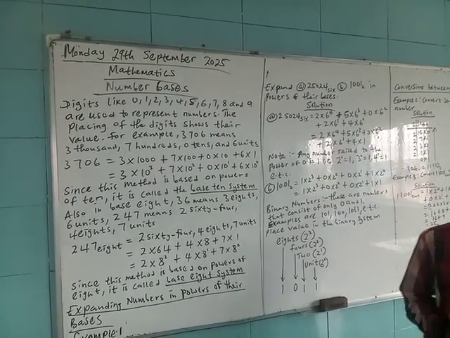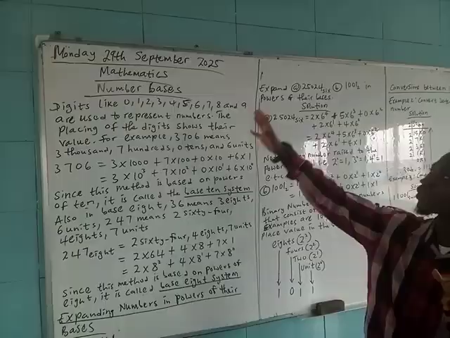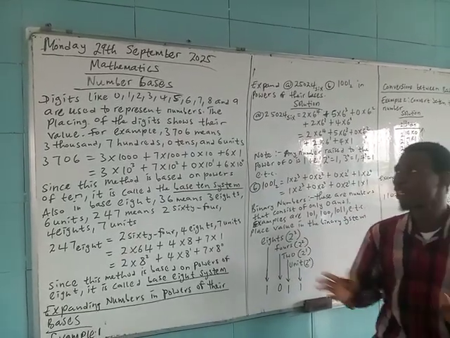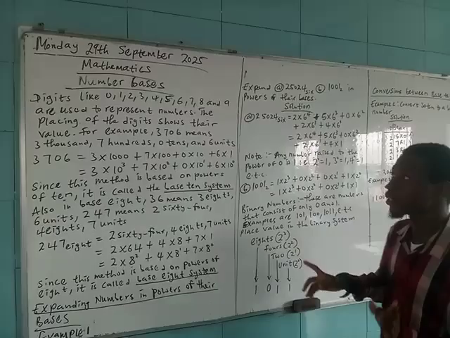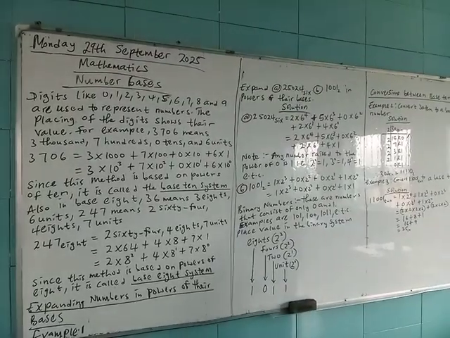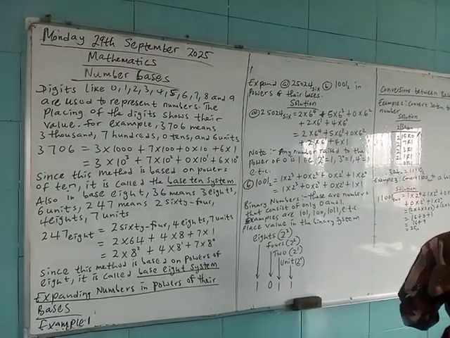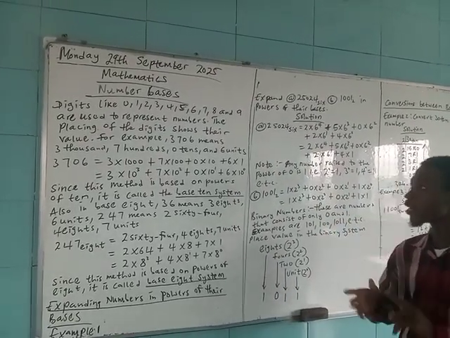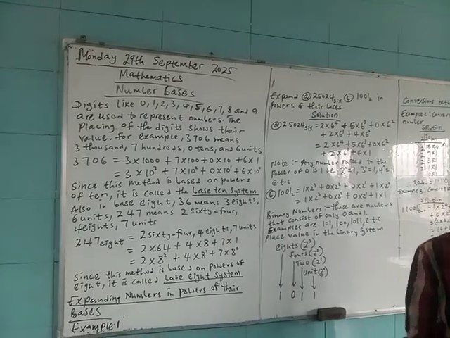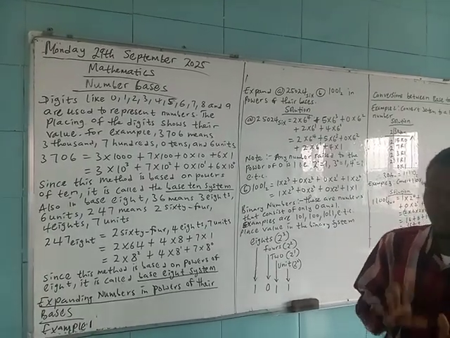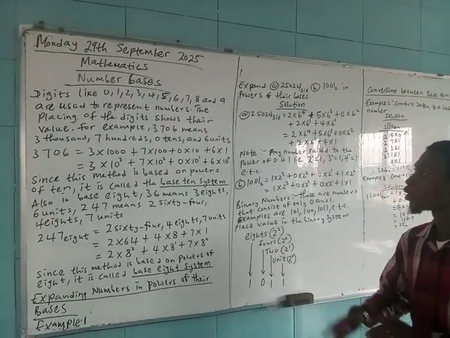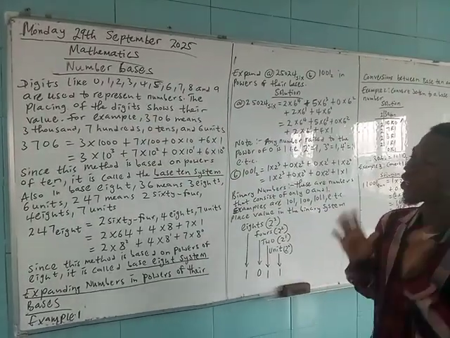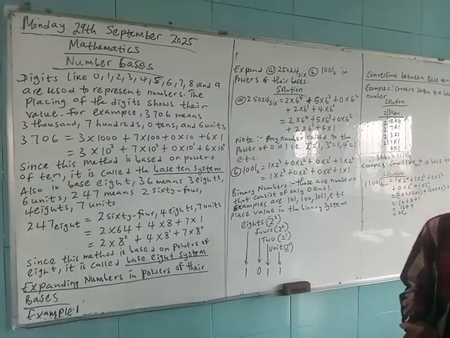In this video, I'm going to talk about number bases. Digits like 0, 1, 2, 3, 4, 5, 6, 7, 8, and 9 are used to represent numbers. The placing of the digits shows their value.